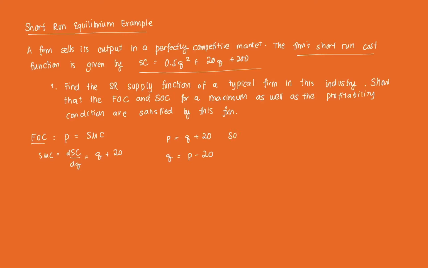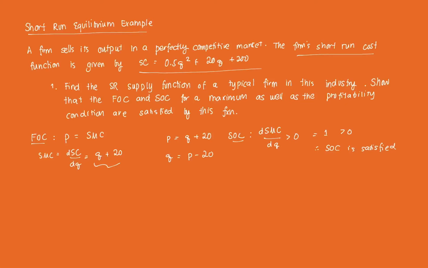Next, our second order condition requires that the derivative of the short-run marginal cost with respect to Q is greater than 0. If we take the derivative of this further with respect to Q, that derivative is equal to 1, which is greater than 0. Therefore, our SOC is satisfied.